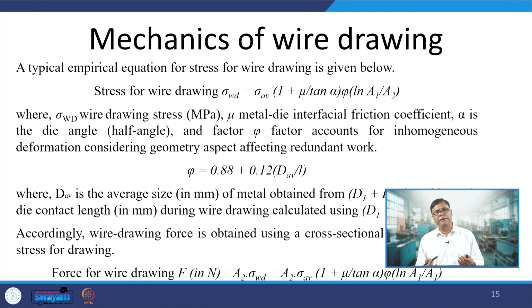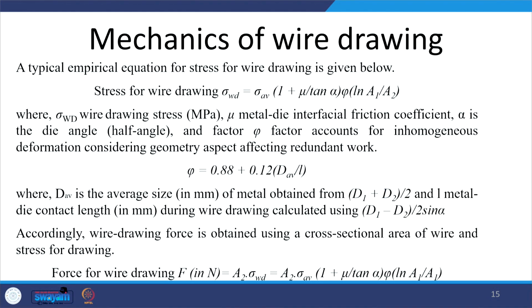Okay. There are multiple empirical equations which have been developed for determining the stress required for wire drawing. This is one typical equation where the stress required for wire drawing can be obtained using sigma AB, that is the average stress, times (1 plus mu divided by tan alpha), where alpha is the half die angle, and phi is a factor that accounts for the deformation aspects considering the redundant work, and D1, D2 are the initial and final diameters.